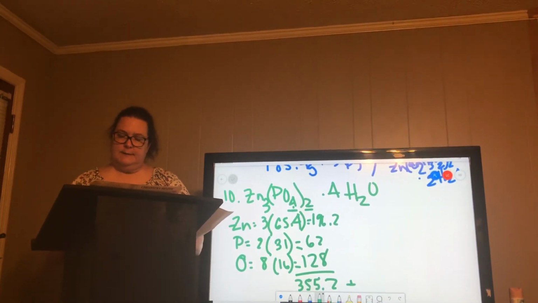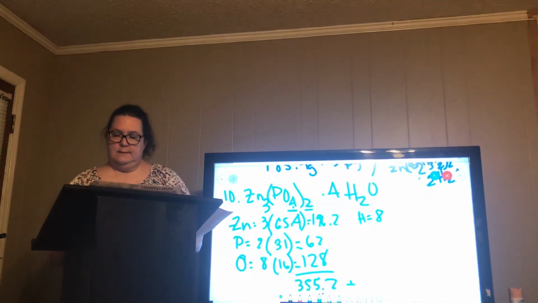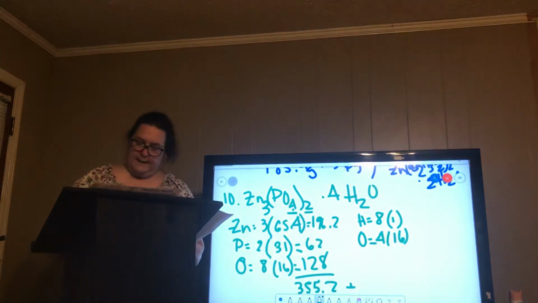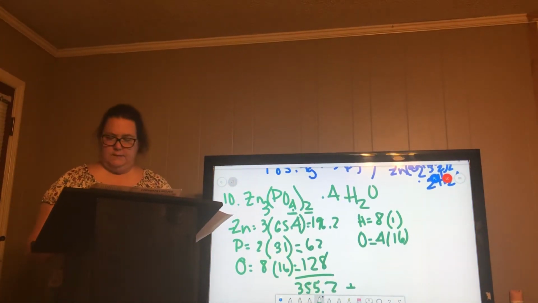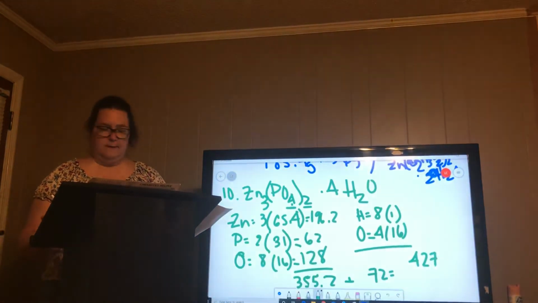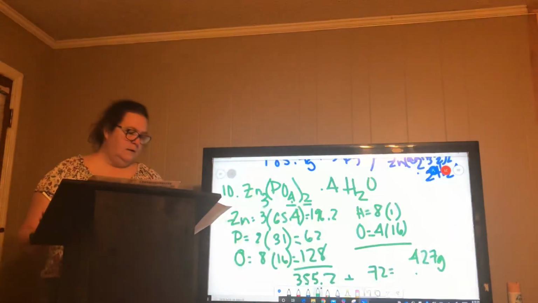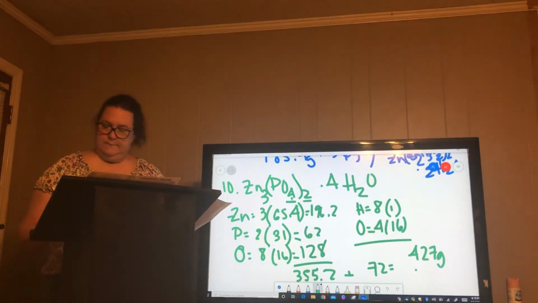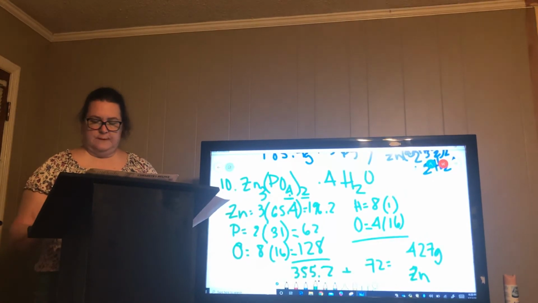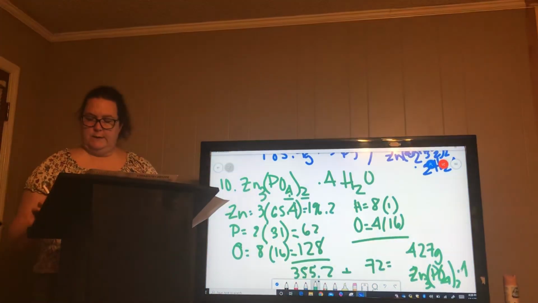Now I've got to do the tetrahydrate. I have hydrogen, 8 times 1, and oxygen, 4 times 16, and when I add that all up together I get 72. Then I'm going to add those two together and I get 427.2 grams of the zinc 3 phosphate 2 tetrahydrate. Let me write this down real quick. That's got to be a 3 there times 4H2O.